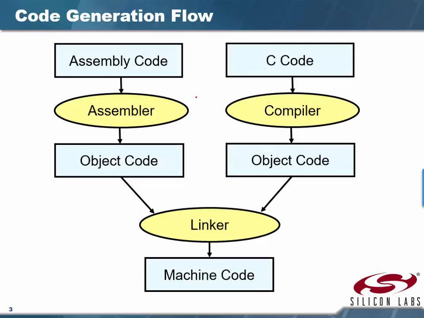Our code generation flow is very similar. We wrote code in the assembler, then we would build it, and that would go through and invoke the assembler, so we can assemble the code manually. Most of the time we just hit the build that combines this function and this function. Now what the assembler does is it takes our assembly code, runs it through the assembler, and ends up with the object code. Here we go through what's called a compiler that generates the object code. These two are the same type of code.